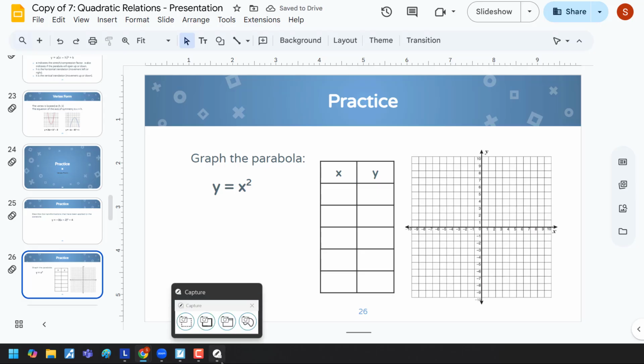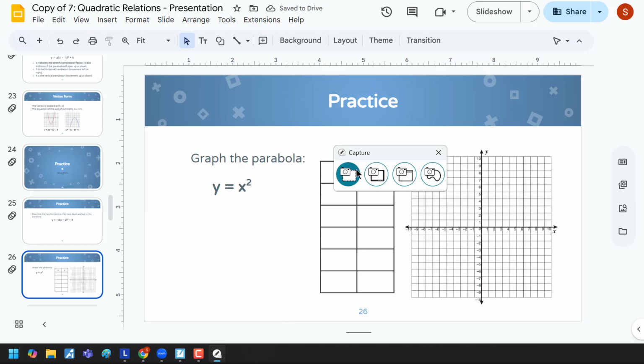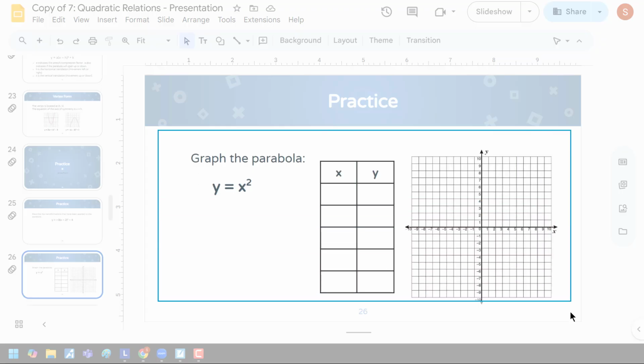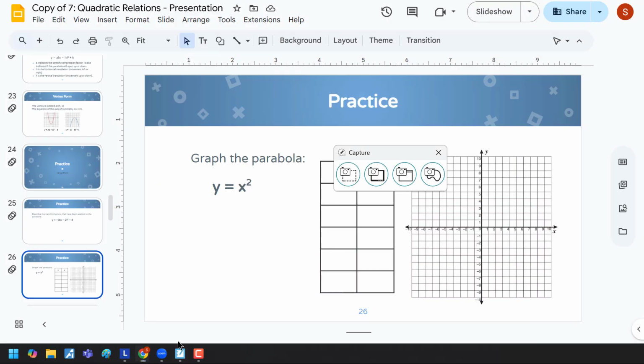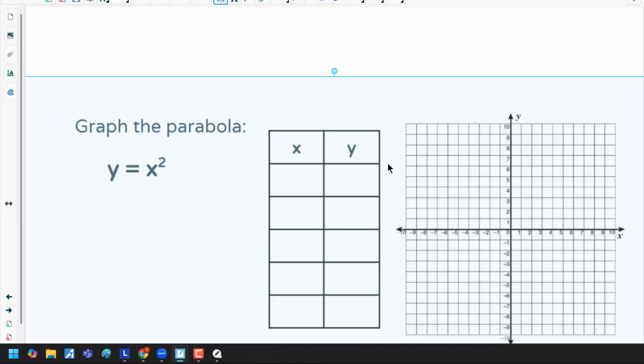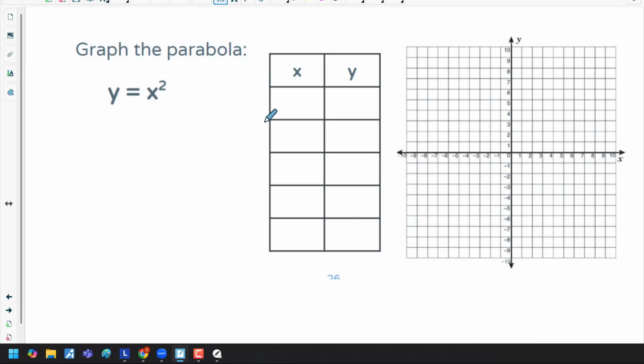Here we have graph the parabola y equals x squared. So let me teach you how to graph. Pretty straightforward. You have to pick points. I'll give you hints. The point in the middle is going to be your h and k values. h and k values are always the points in the middle here.